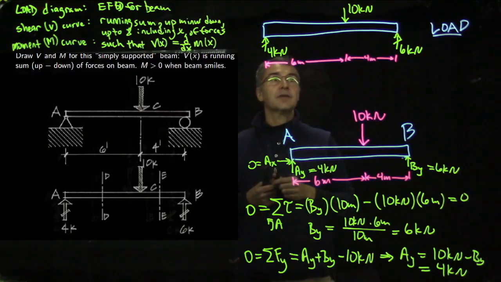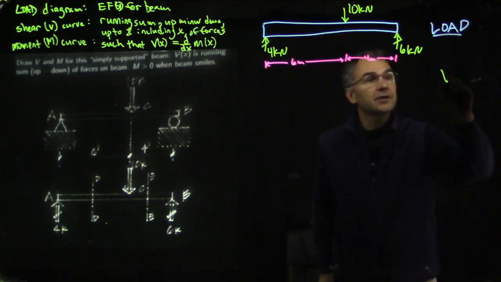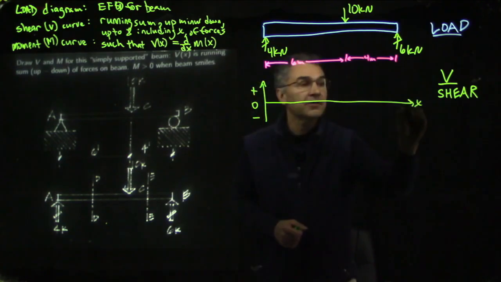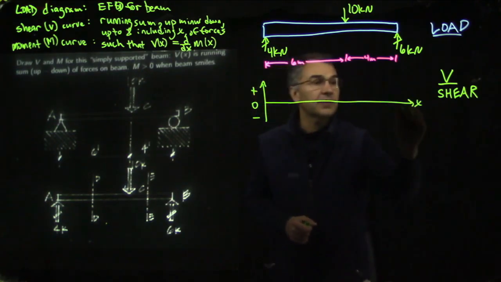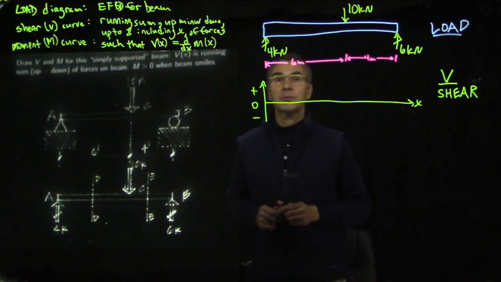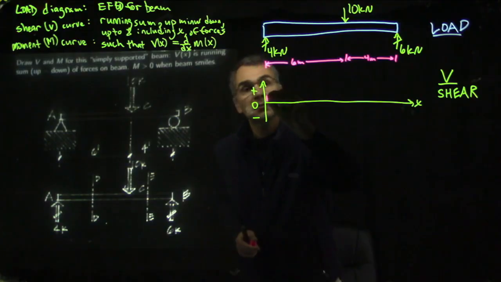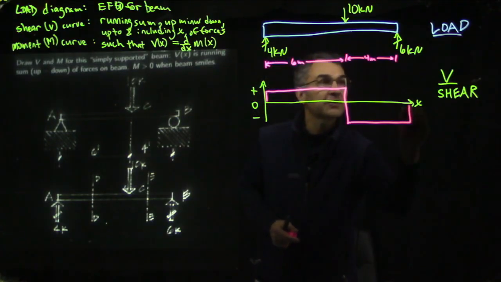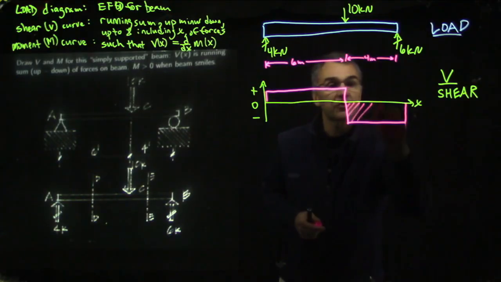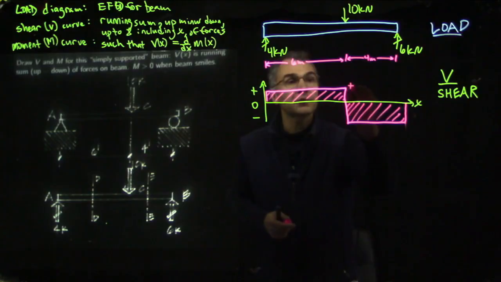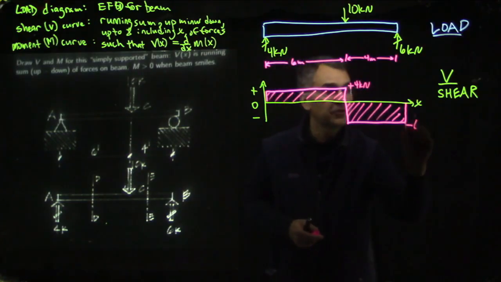That's our load diagram. Then let's draw our shear diagram. So we have a vertical axis, positive, negative, 0. Here's the x-axis. So this is x equals 0. This is x equals L. And the shear is the running sum, up minus down, of all forces on the beam vertically from 0 up to and including x. So here is plus 4, and now plus 4 minus 10 is minus 6, and then we go back to 0 over here. See, and then this is, I guess, where the shading comes in, so you can tell easily what part is positive and what part is negative. So this is plus 4 kilonewtons, and this is minus 6 kilonewtons.